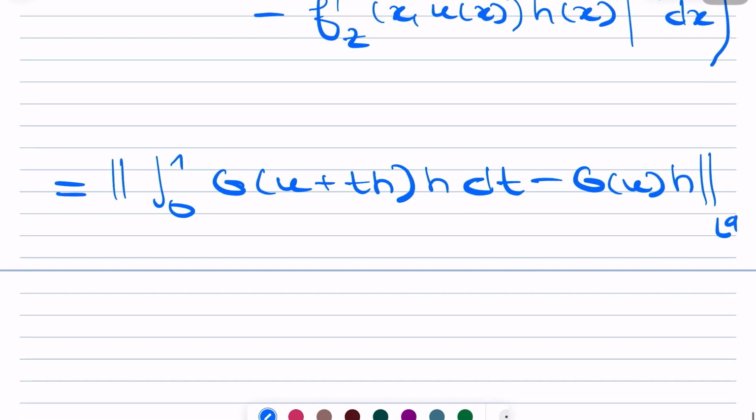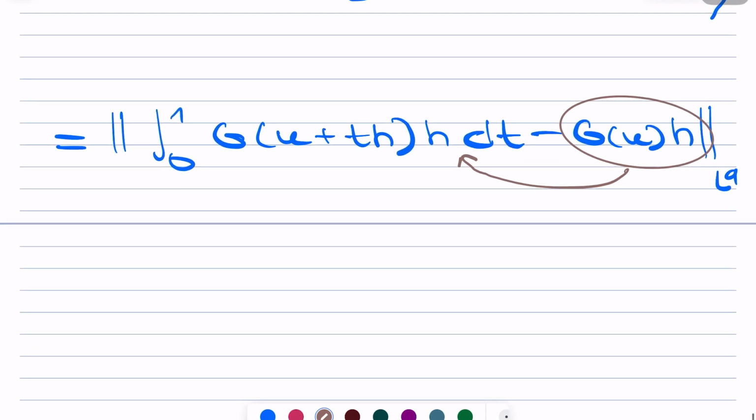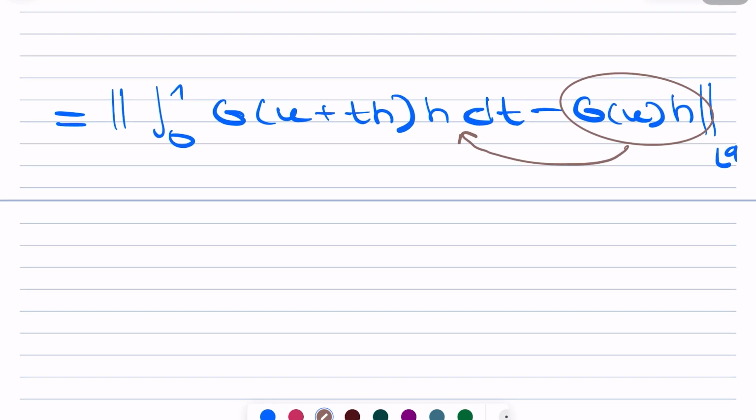Now observe that this term here, you can even bring it inside the integration over dt. You can bring it inside because it doesn't depend on t, and the integral from 0 to 1 dt is equal to 1, so you can put it inside the integral.